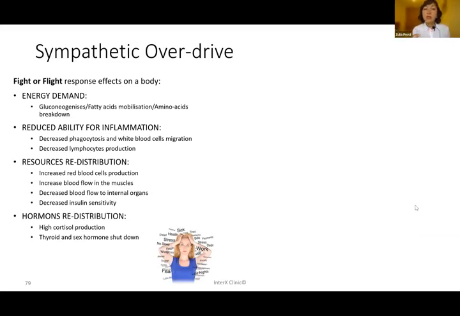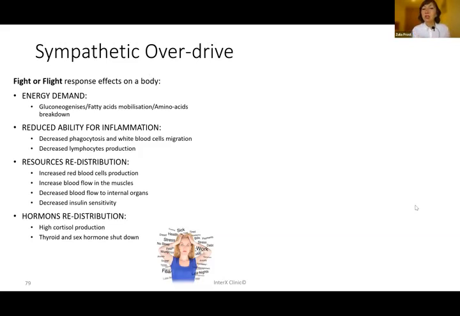So there's a redistribution of resources. By suppressing white cells, your body then shifts energy into making a lot more red cells. Why? Because remember, you have to run away from this danger. And you also redirect blood flow.